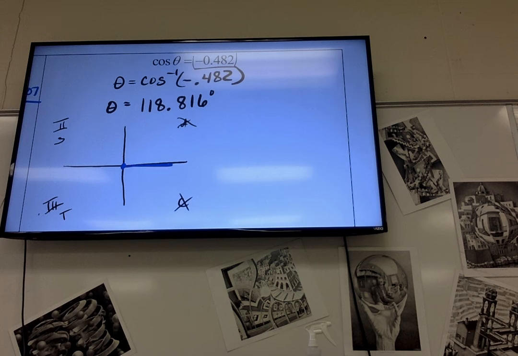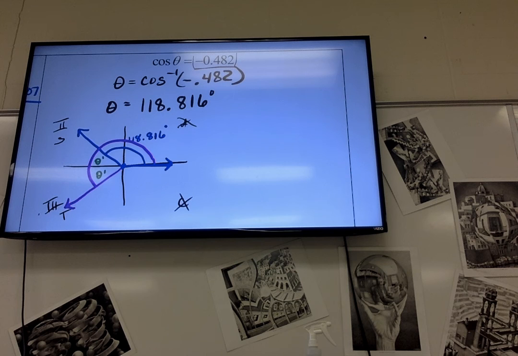Drawing my first angle. It goes from here to over here somewhere. It's 118.816. Now what I need is an angle that goes from here to over here that has the same reference angle, so that this angle and this angle would be the same.